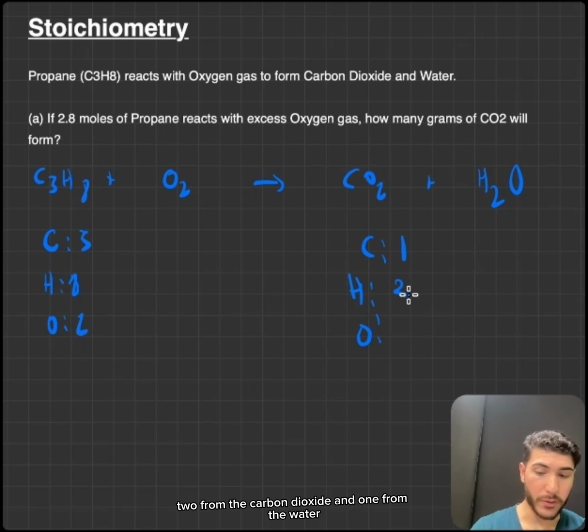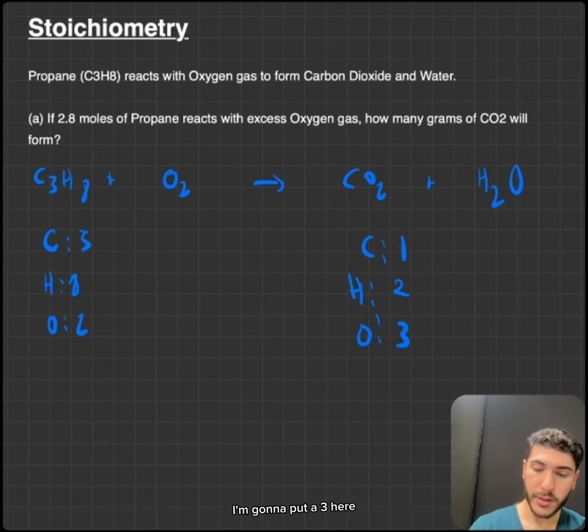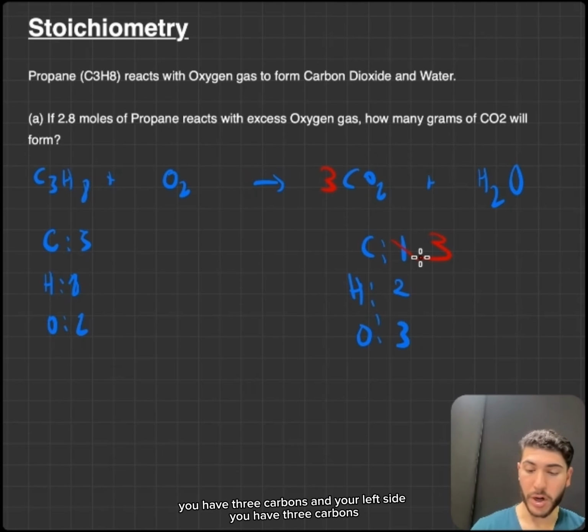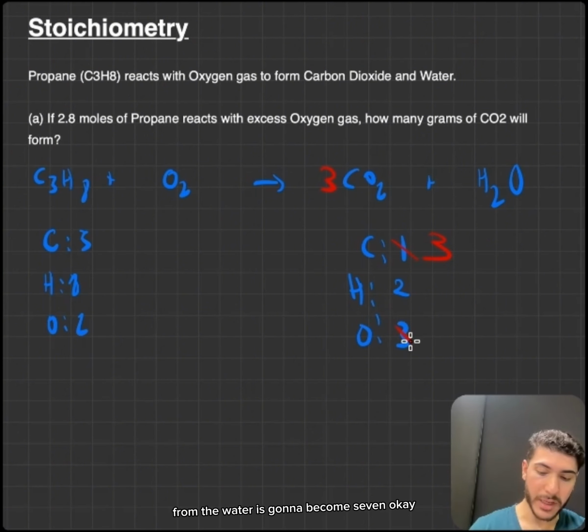Now, if we look at left and right, we see that they're not equal to one another. So I'll start with the carbons. To make sure that I have an equivalent amount of carbons, I'm going to put a 3 here. So now on my right side, instead of 1 carbon, I have 3 carbons, and on the left side I have 3 carbons, so we're good. But the oxygen's changed. Instead of 3, it's now 3 times 2, which is 6, plus the 1 from the water, it becomes 7.